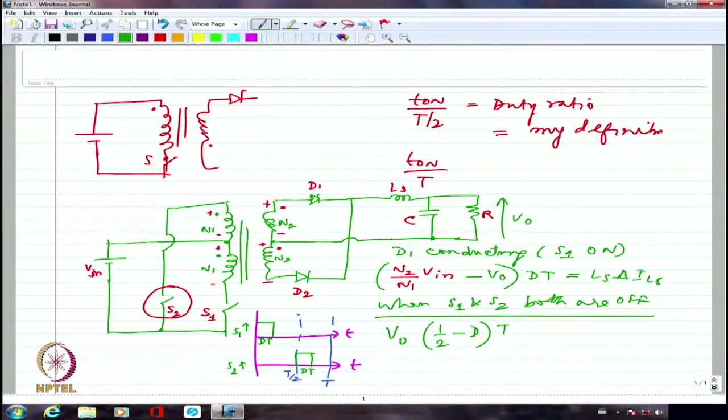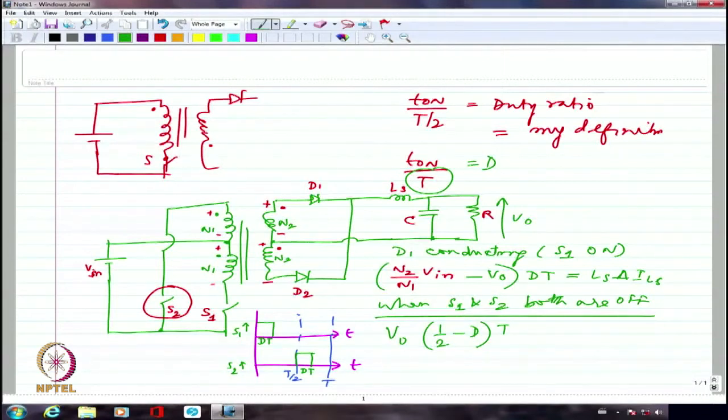One minus D multiplied by T by 2 we should have done, provided we assume that T on by T by 2 is the duty ratio. If I assume that, then that is right. But as per Daniel Hart, he has essentially assumed T on by T is equal to D. So he is not taking T by 2 here, he is taking T. That's the reason why we are looking at this a little differently. That's why when I derived the other day, we didn't get the 2 factor, whereas Daniel Hart gets a 2 factor.